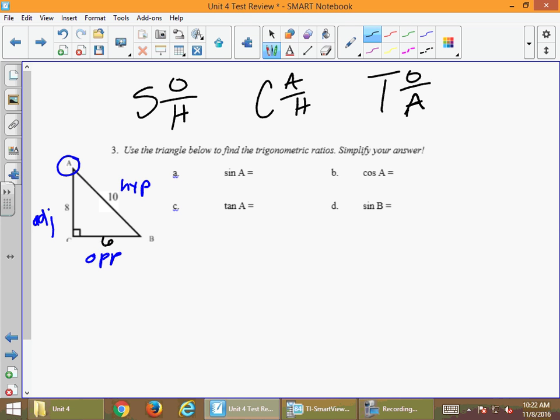So then if we're finding sine, how do you set up that ratio? What over what? Sine is opposite over hypotenuse. So what did we say our opposite was? What's our hypotenuse? 10. And what must we always do with our fractions? Simplify. What does 6 over 10 simplify down to? 3 over 5.